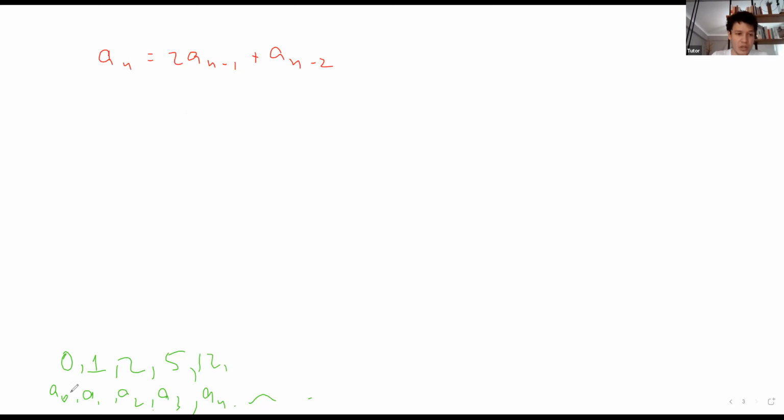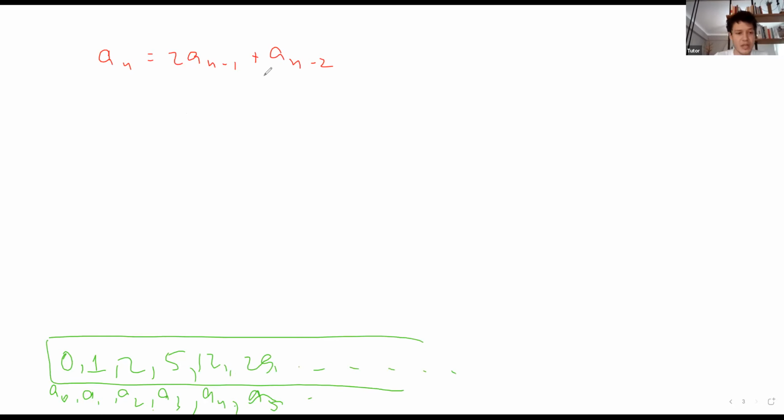So this is also good. If I look at the sequence 0, 1, 2, 5, 12, this is a sequence that satisfies this relationship, right? Now if I keep going, what's going to be a_5? Plug in 12, plug in 5, so you're going to get 24 plus 5, 29. So the next number is 29. So you basically have a good sequence.